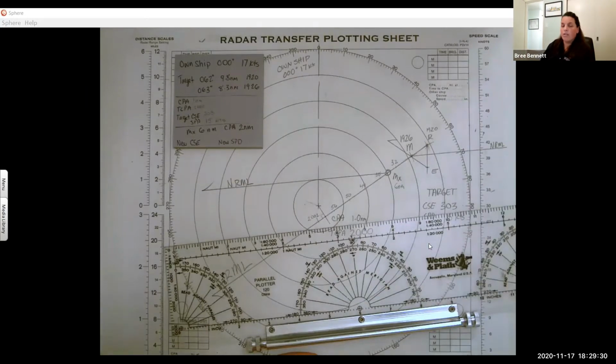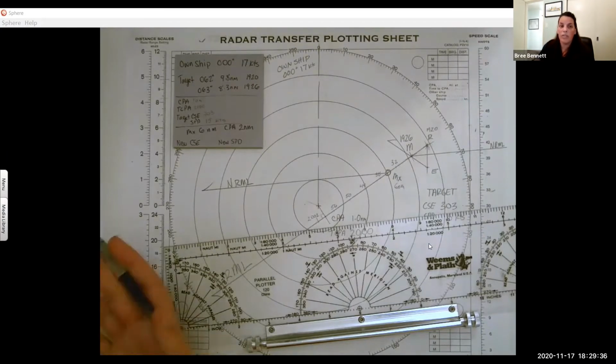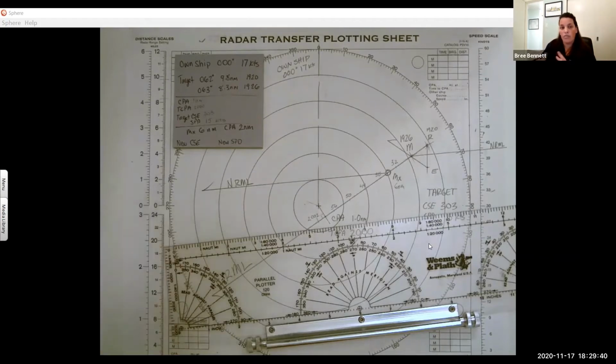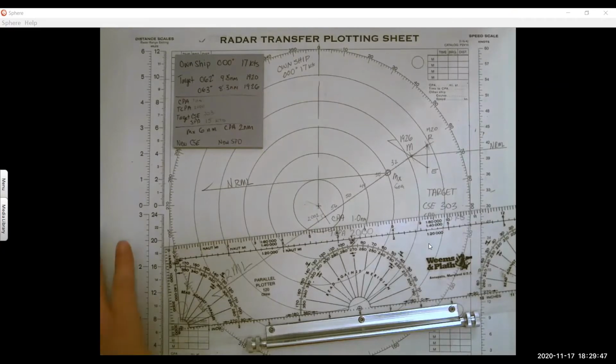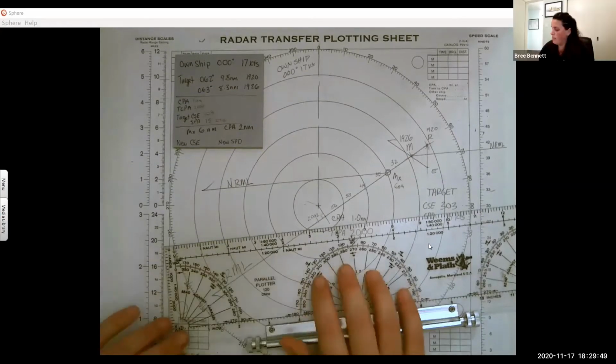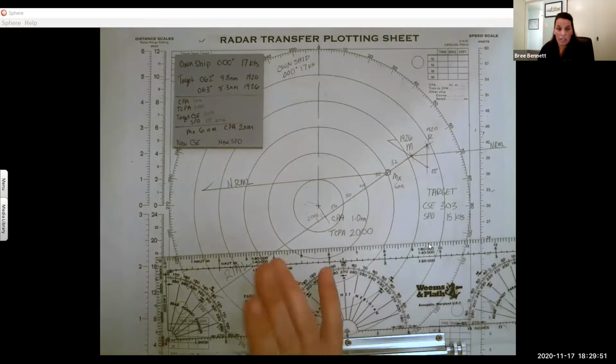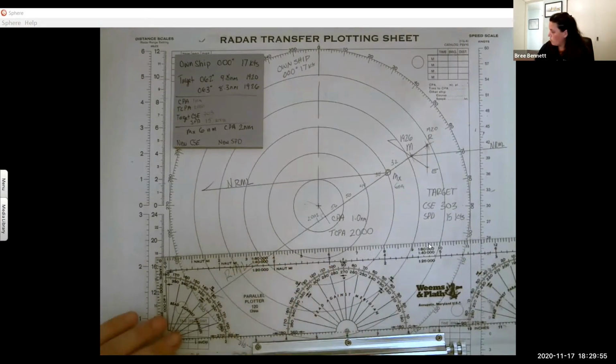And I want to figure out what would be my new course if I did not change speed, and then what would be my new speed if I did not change course. So we're looking for both of those, but they would be separate maneuvers. I kind of want to make that clear. So we'll start first with if we maintain our speed of 17 knots.